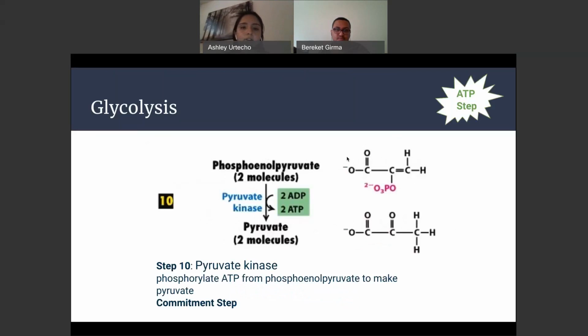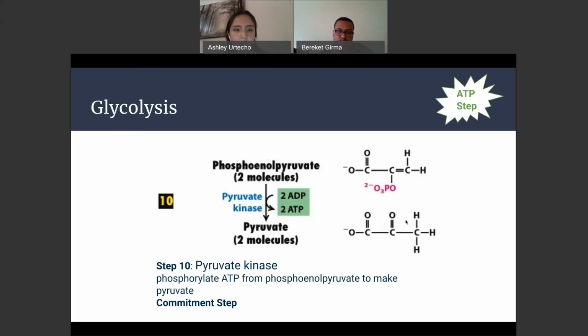And finally, we have another very important step, which is step 10 of glycolysis. It is an ATP step. So we have our phosphoenolpyruvate and pyruvate kinase. So we're finally making our 2 ATP net gain. So like I said before, this kinase is unusual from the investment phase because we are taking the phosphate from phosphoenolpyruvate and we're attaching it to ADP to make ATP. So we're just left with pyruvate. And as you can see, like I said before, enol means carbon-carbon double bond. That is no longer present in pyruvate.